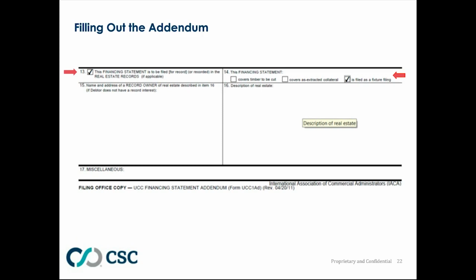Filling out the addendum. As I stated a couple slides ago, the difference between filling out a UCC filing on the fixtures or the fixture filing is that the fixture filing has the addendum. As you see from this graphic, this is a picture of an actual UCC addendum, and it shows number 13, and then also there's a number 14 that you check. These boxes say this financing statement is to be filed for record or recorded in the real estate records, and then in that case you would check the little box that says is filed as a fixture filing.